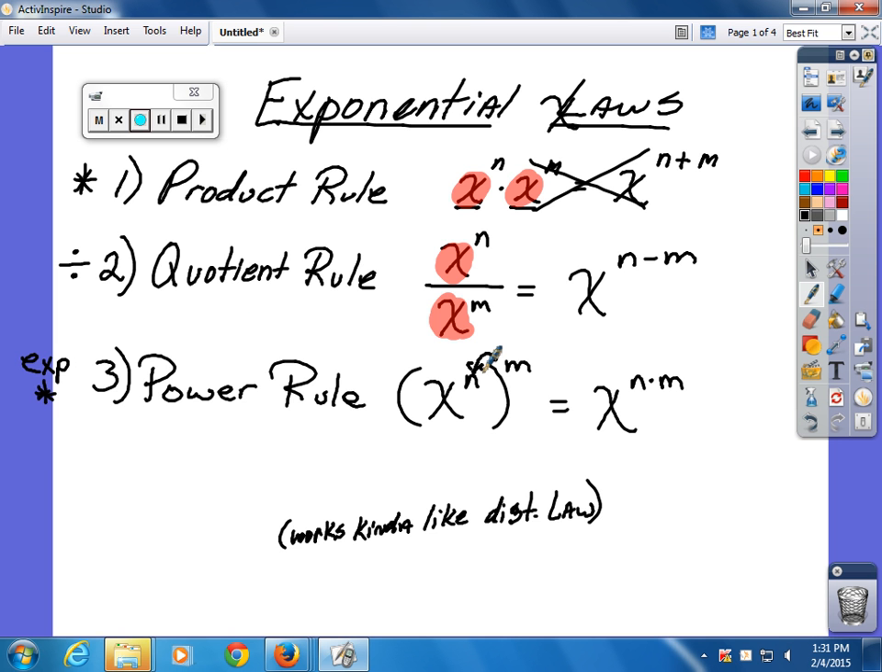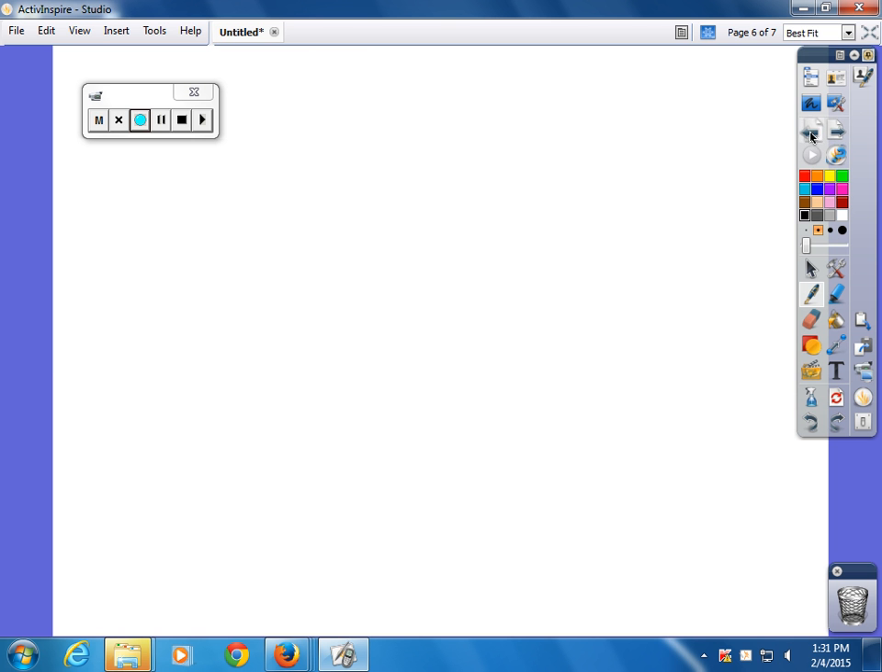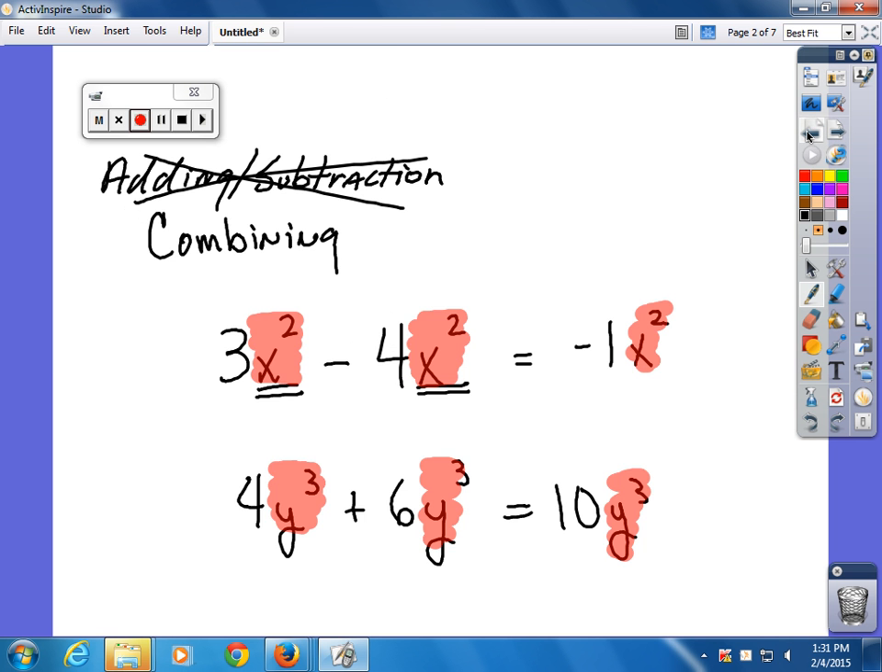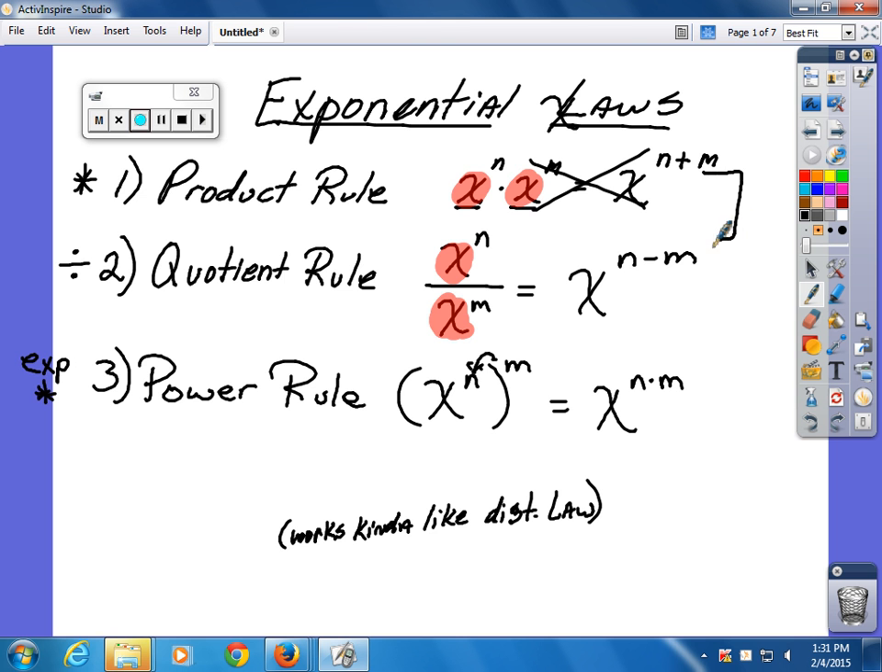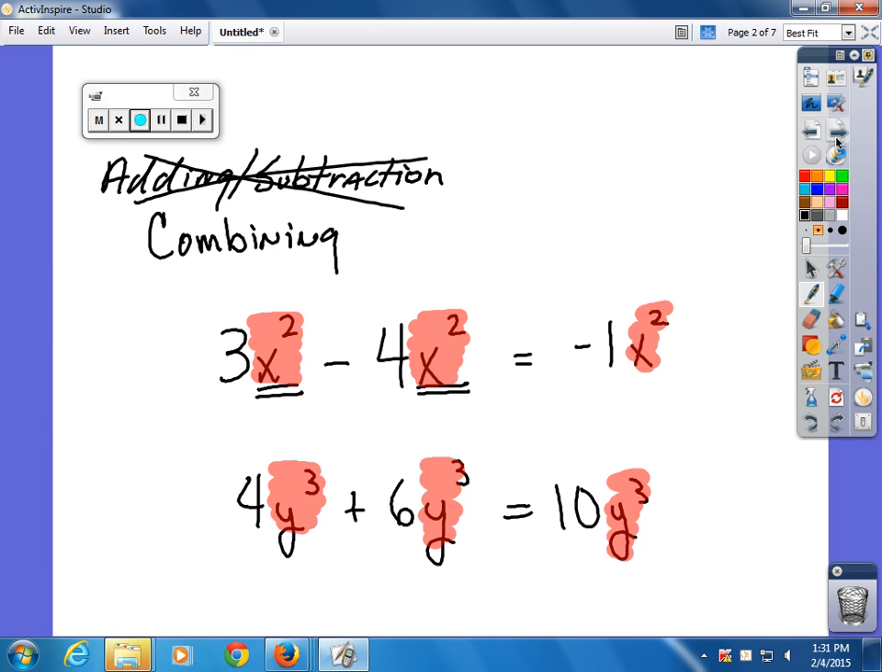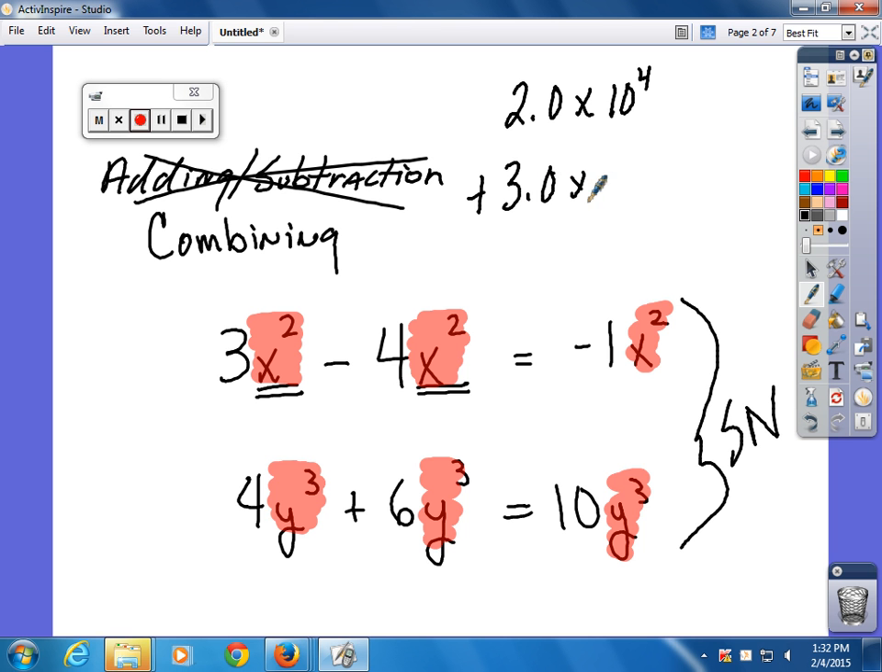Now, scientific notation. The reason I went over this is because some of these rules right here we're going to use with scientific notation. And this rule you're going to use with scientific notation. Well, that's not really the rule, that's more of an operation. In other words, if I have 2.0 times 10 to the fourth plus 3.0 times 10 to the fourth, what's my answer?